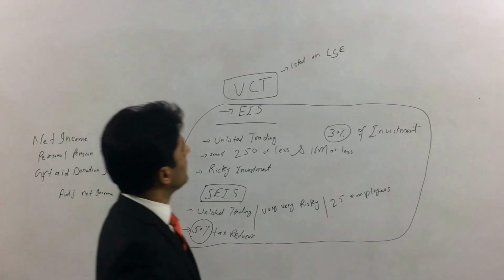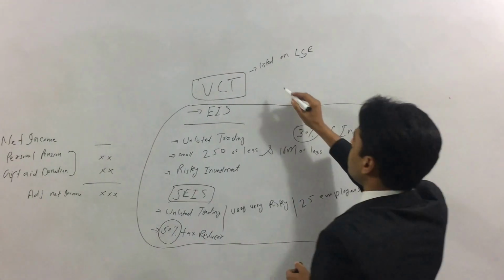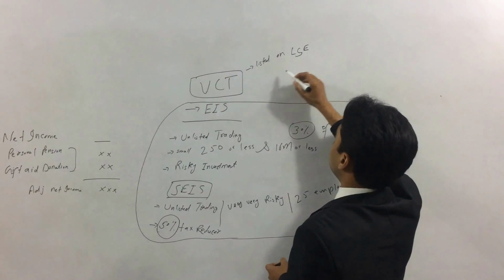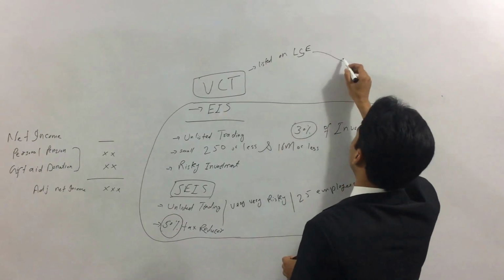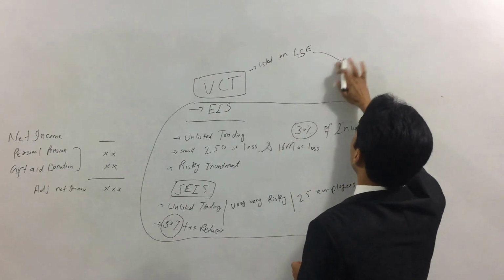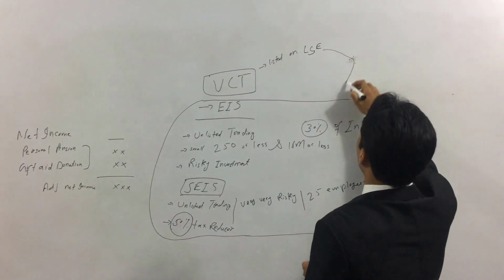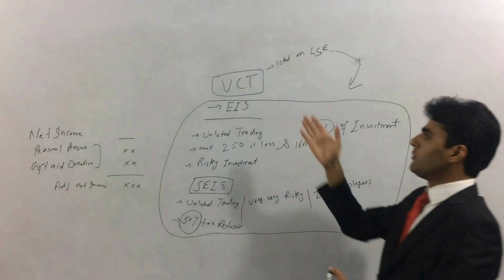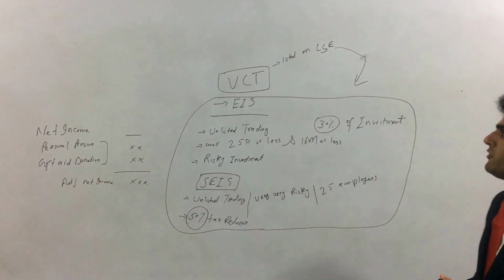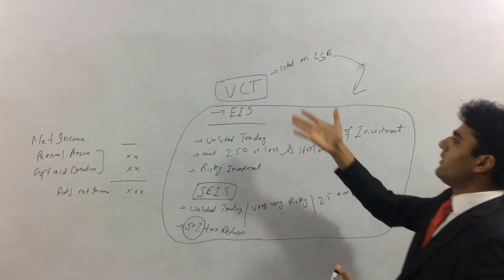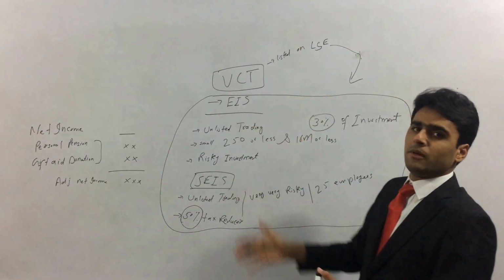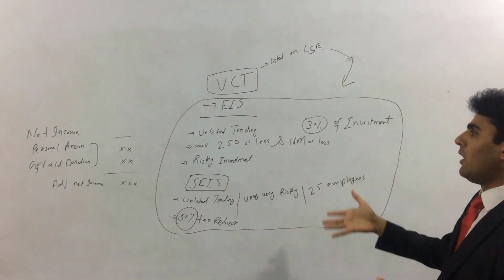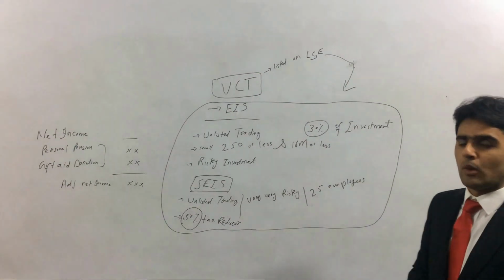Right? How does it work? Now, although VCT is listed, when you invest in this company, it again invests in these companies. Although you are going to buy the shares in VCT, Venture Capital Trust, and this is a listed company, it is going to invest in these two types of companies. All right?